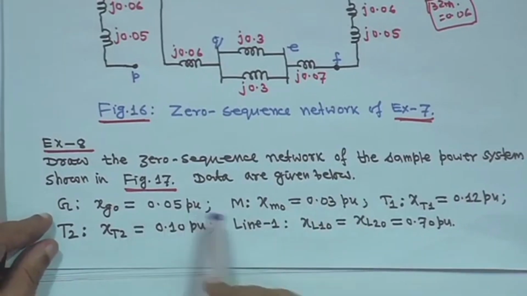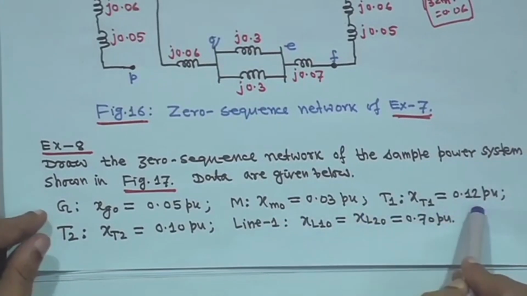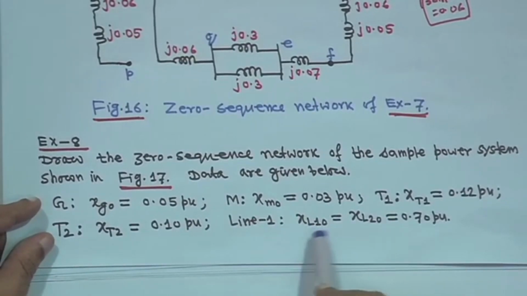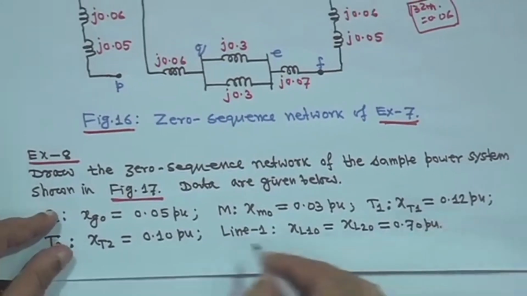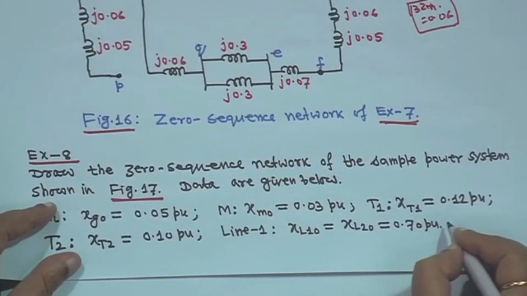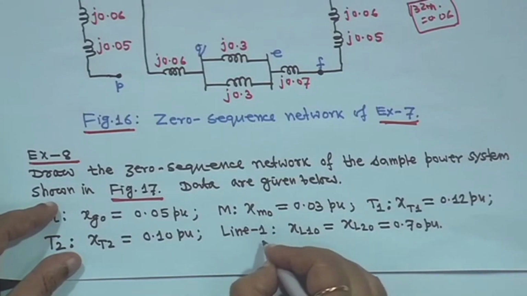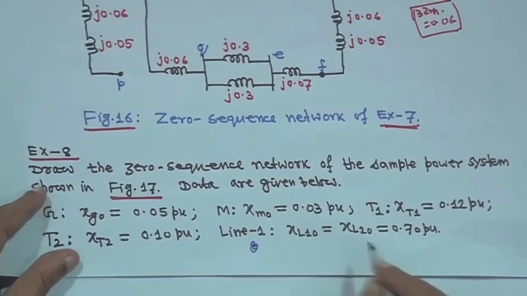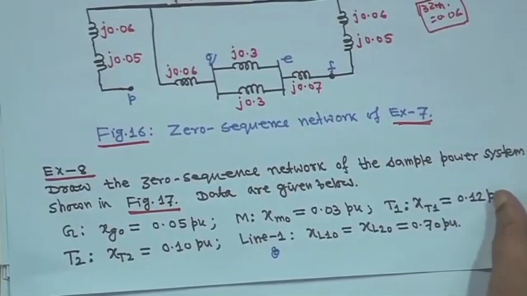Xg0 is given, your motor is also there, Xm0 is given, transformer T1 is also given, X22 is given. There are two lines, line 1 and line 2, both are there. So line 1 is XL10 and line 2 is XL20, both are equal reactance. All parameters are given, and you have to draw the zero sequence diagram.